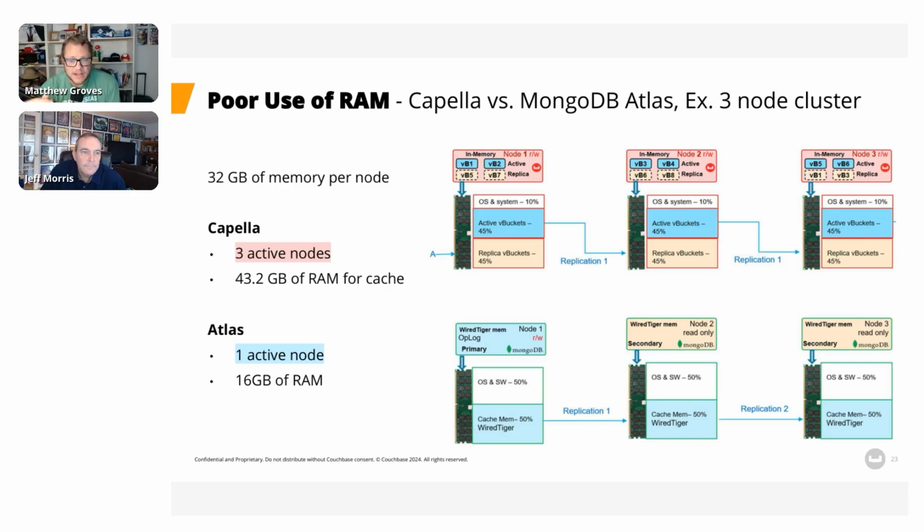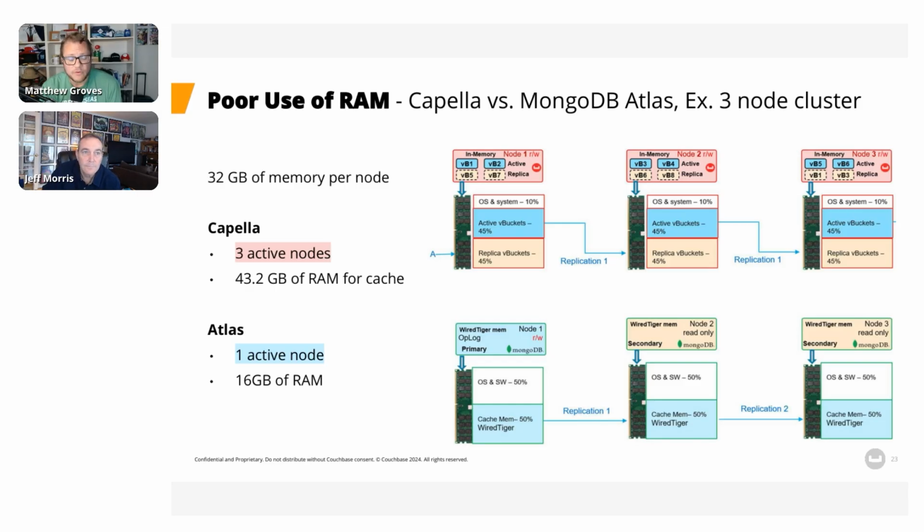So what ends up happening is now on each of those Couchbase nodes, in this case, 45% of the RAM is for active caching, whereas with Mongo, only that first node is for active caching. So you have 16 gigabytes for active caching as compared to 43.2 for Couchbase with the exact same hardware. So this is another reason why Couchbase performance is just way better.